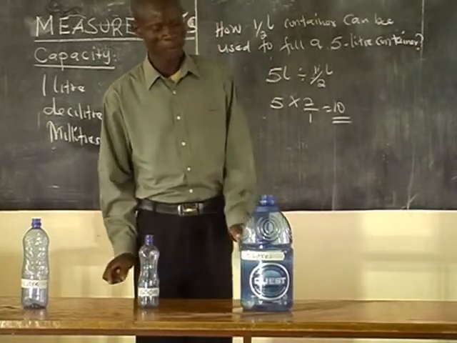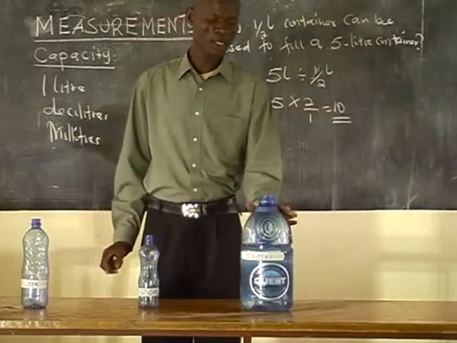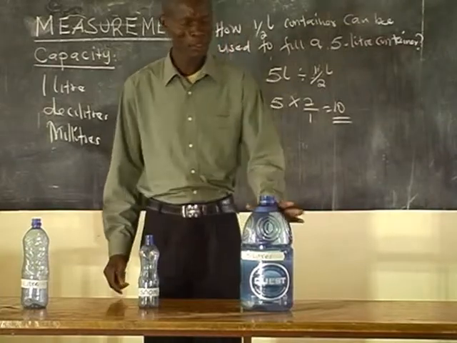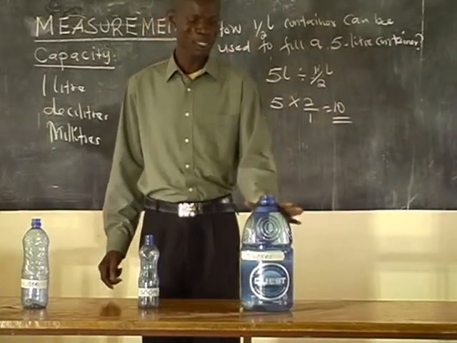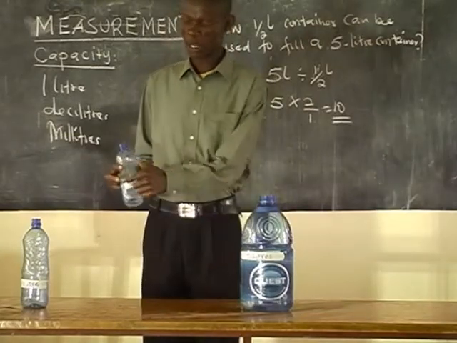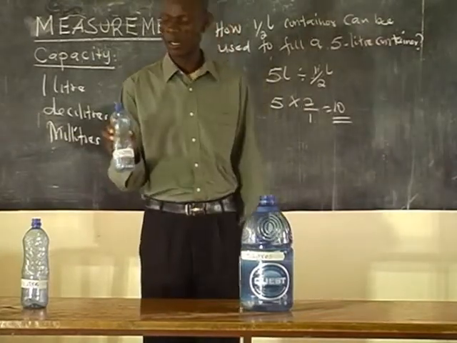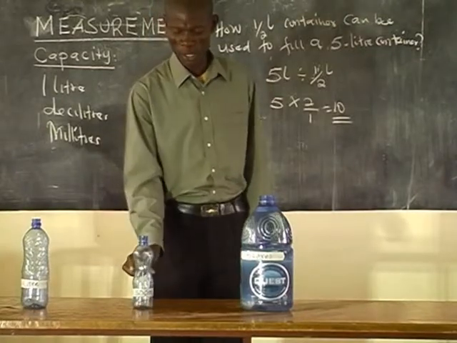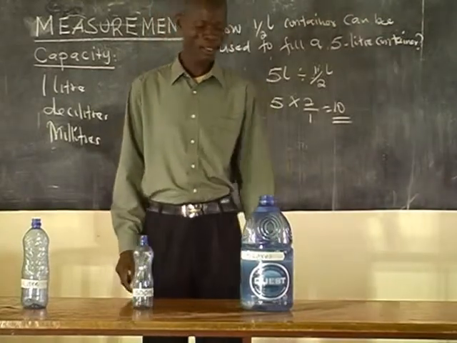But in that case, I'll be forced to convert or change the capacity of this container, that is 5 liters, into milliliters. Then we will divide by the capacity of this one given in milliliters as 500 milliliters, and then from there we'll be able to get the correct answer still.